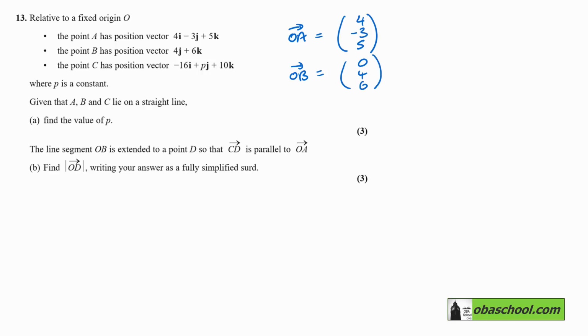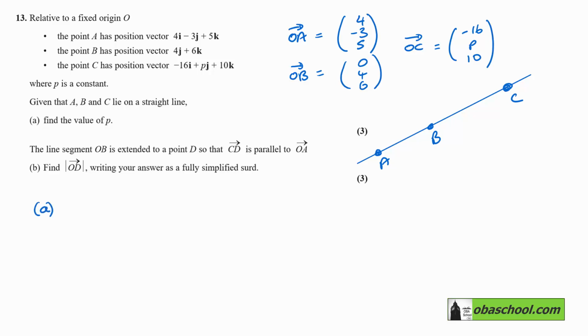And C has position vector negative 16i plus pj plus 10k. I'm going to call that (-16, p, 10). I just prefer working with column vectors. P is a constant. Given that A, B and C lie on a straight line, find the value of p. What I'm going to do is find the equation of the line that goes through A and B, and then consider that C is on the straight line.